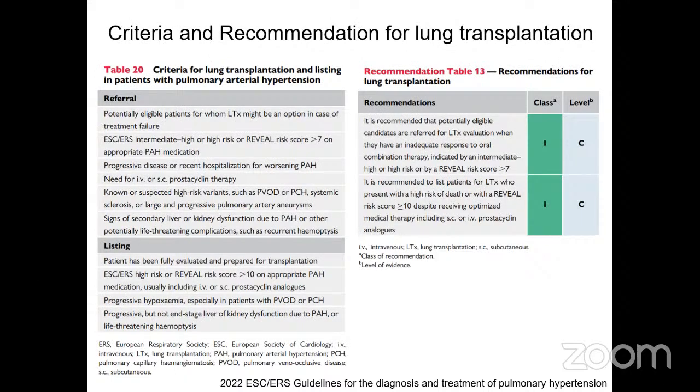The current ESC and ERS guidelines recommend that potentially eligible candidates be referred for lung transplantation evaluation when they have an inadequate response to oral combination therapy, indicated by intermediate-high or high risk, and recommend listing a patient for lung transplantation who presents with a high risk of death despite receiving optimized medical therapy, including subcutaneous or intravenous prostacyclin analogs.